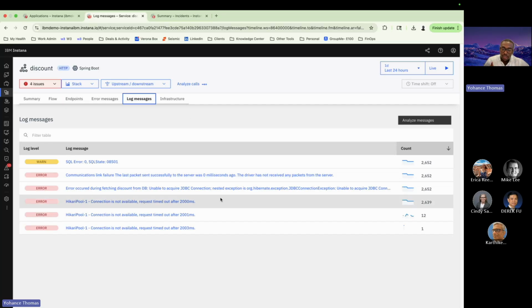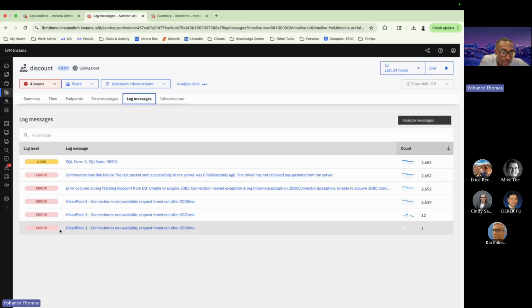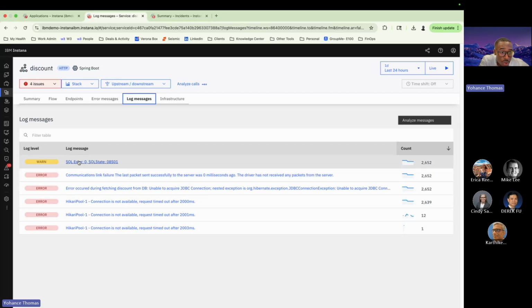This is really what gives us insight into the specific events and instances that might be most correlated with this issue. As we see here, we see a number of errors, but we also see a warning around our SQL. As I mentioned, that gives us a key insight into what we might be looking for when we step into the events and instances portion of the demo.